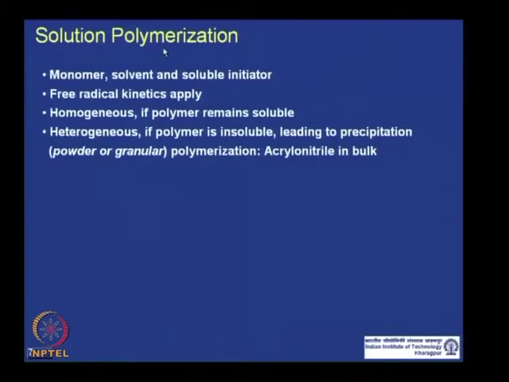We move to solution polymerization, where you require monomer, solvent and a solvent soluble initiator. In this case, you require the initiator to be in the solvent, and normal free radical kinetics applies. It could be homogeneous if the polymer formed remains in the solution. It could be heterogeneous if the polymer is insoluble and precipitates out once it forms. Once it precipitates out, it can form powder or granules. So, sometimes this polymerization is called powder or granular polymerization.